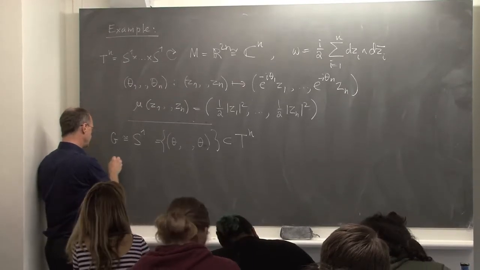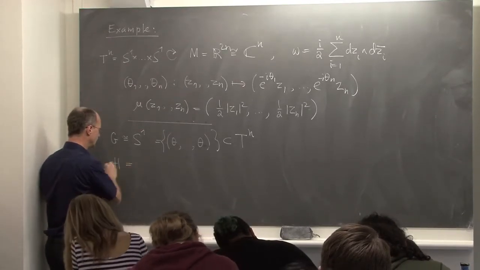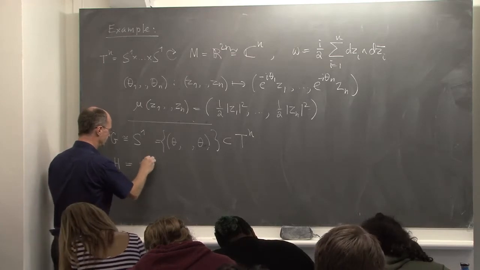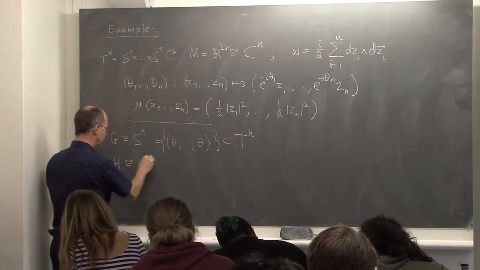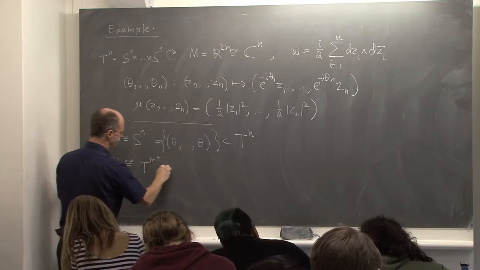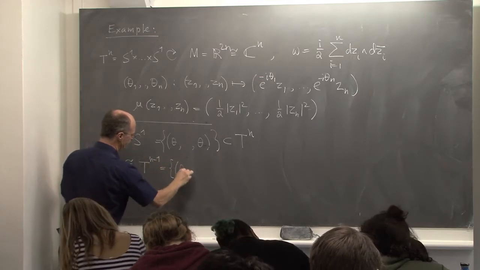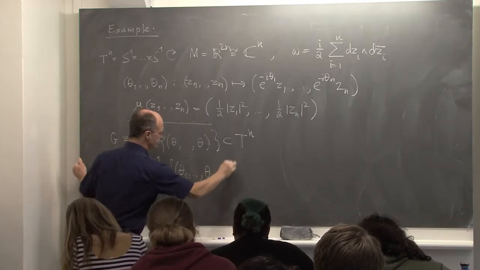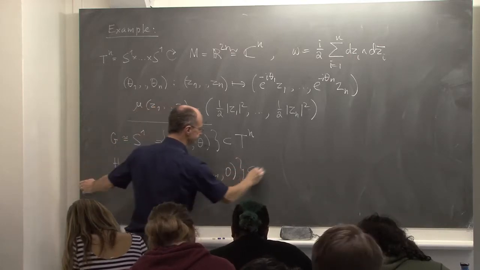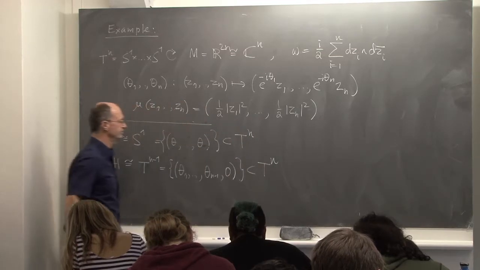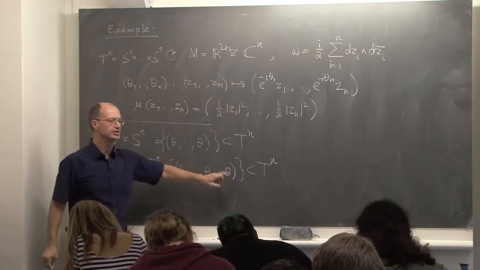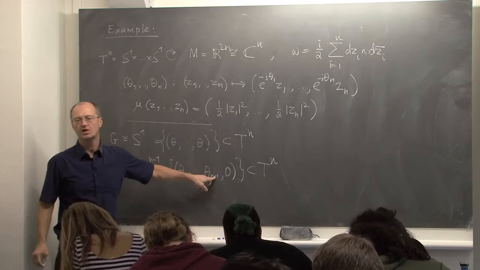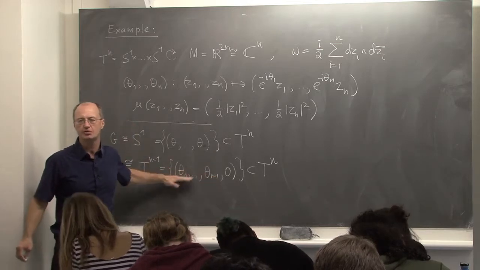And let me choose H to be isomorphic to T^(n-1). And this will be (theta 1, ..., theta n-1, 0) inside Tn. So just the last angle is 0, and the first n minus 1 angles are whatever they want to be.